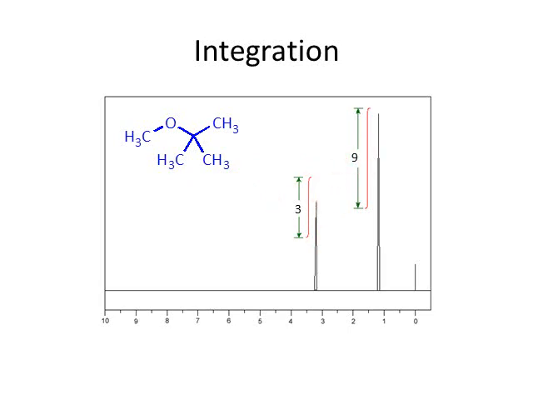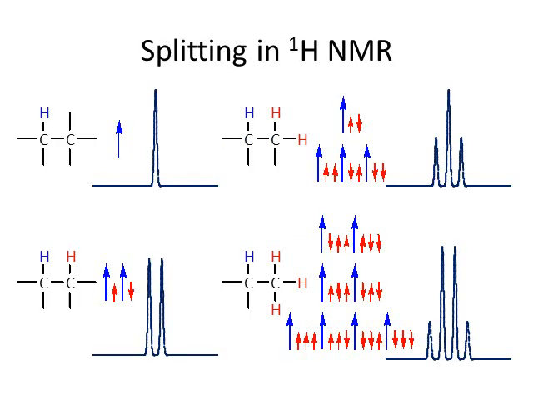So integration, the area underneath these curves is equal to, sorry, let me step back. The ratio between the areas underneath these curves is called the integration, and the ratio between those areas is the ratio between how many hydrogens this signal represents versus how many this signal represents. That's integration. Integration tells us how many hydrogens each signal represents.